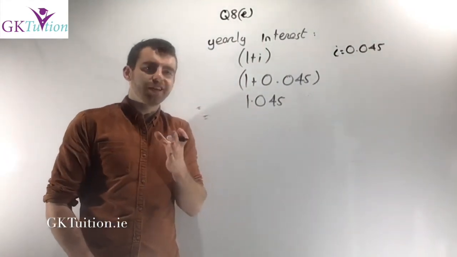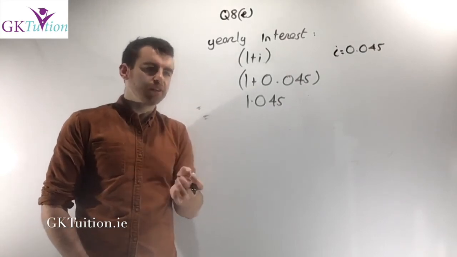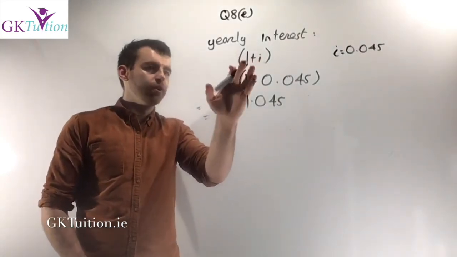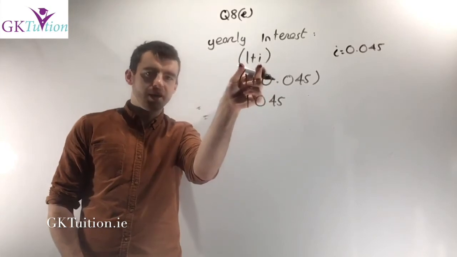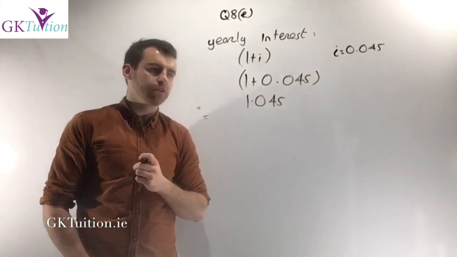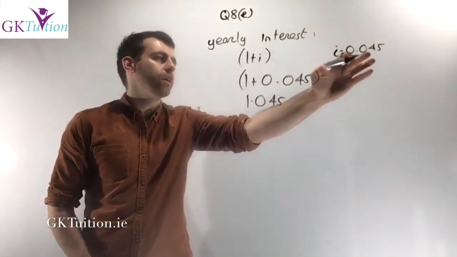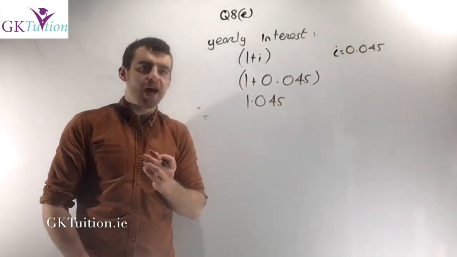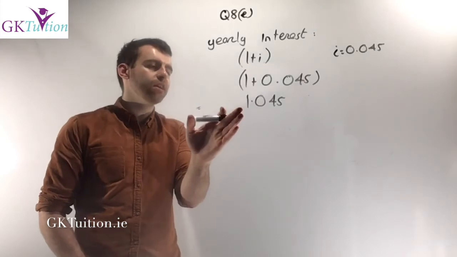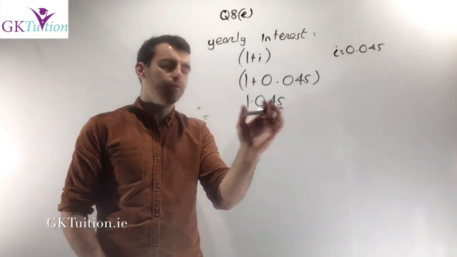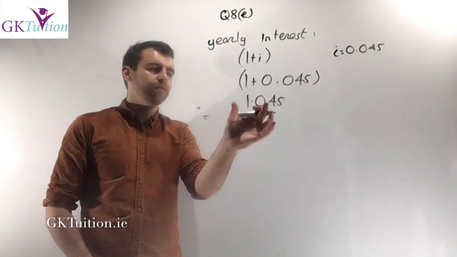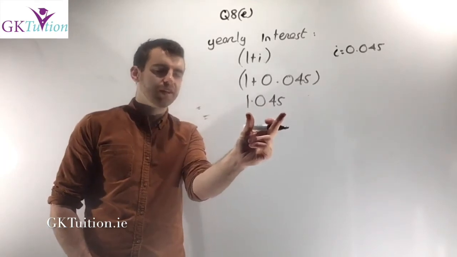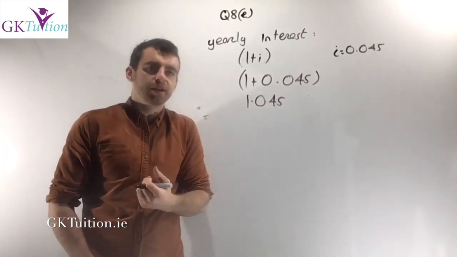In order to turn a yearly interest rate into a monthly interest rate, we take the 1 plus I part of the formula for compound interest. So if the interest rate is 4.5%, you convert it to 0.045 and then add 1. And I would say that the yearly interest rate is 1.045. That's the format I need my yearly interest rate in order to turn it into a monthly interest rate.